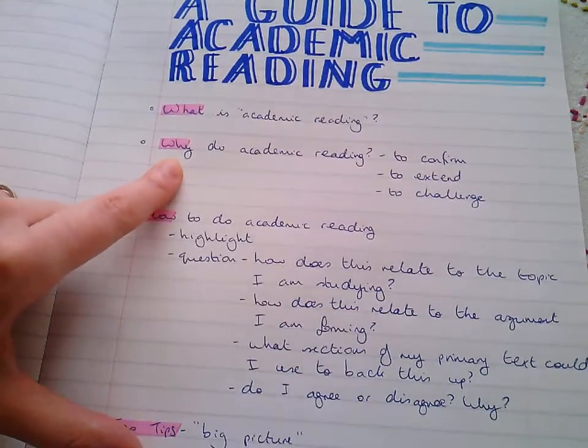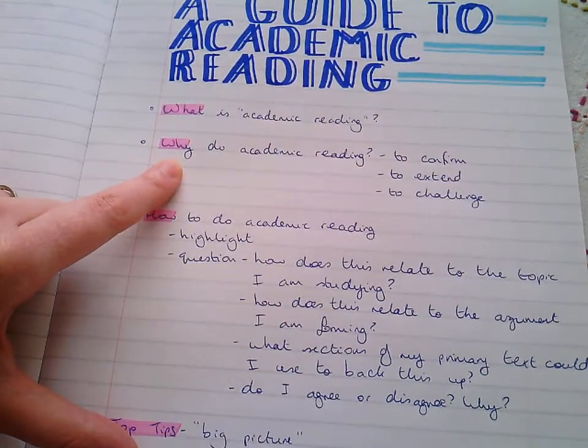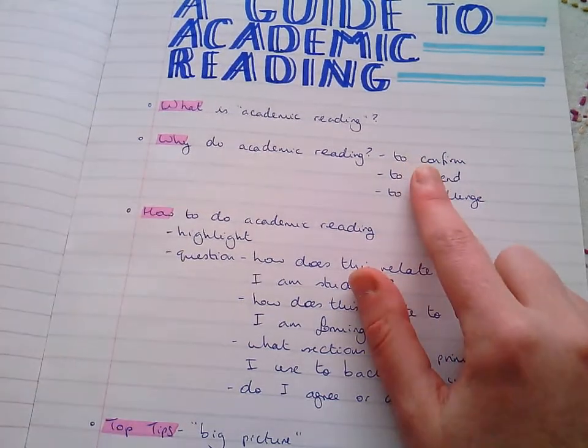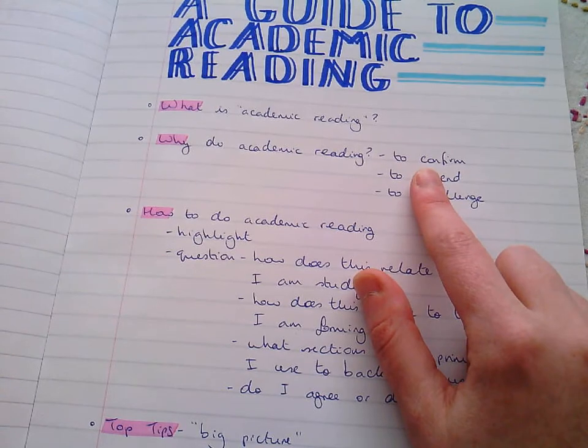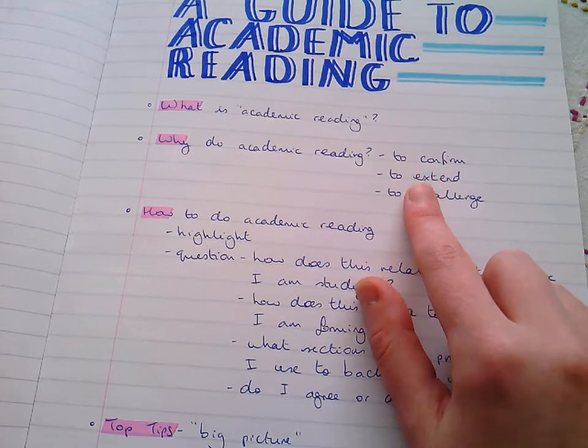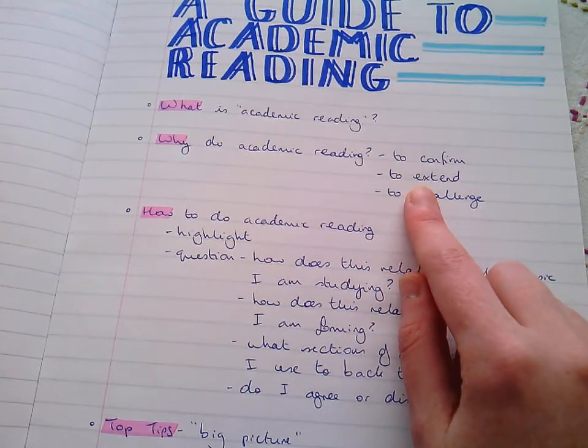Now, the next question is, why do we do academic reading? Well, as far as I can see it, there are three reasons. So first of all, we want to confirm our ideas. So, for example, if you're interpreting Othello as being a challenge to the racist culture of the time, you might look for a literary critic who studied Othello in depth, who's able to give you something to back that idea up, to confirm it. You might also be looking to extend your ideas.